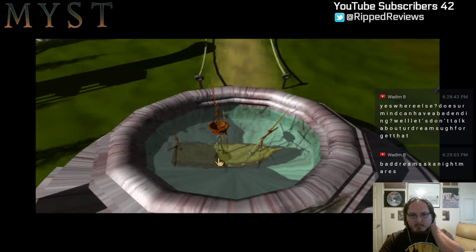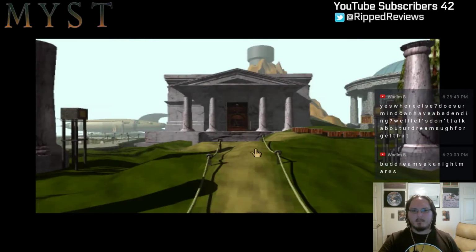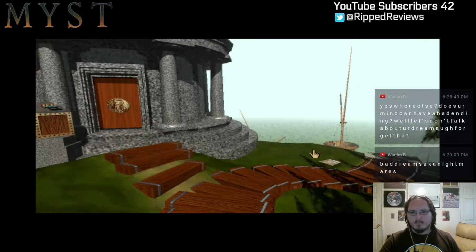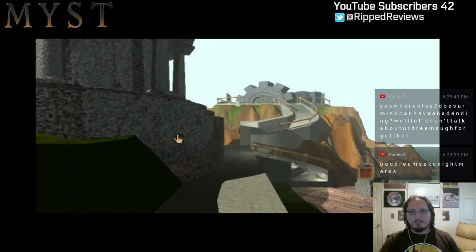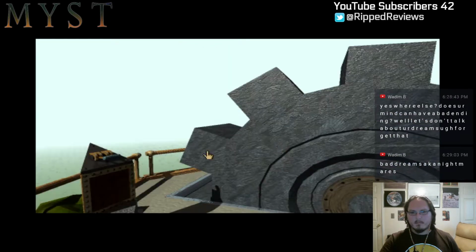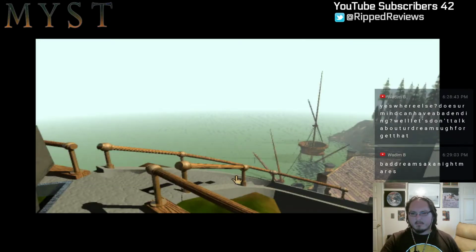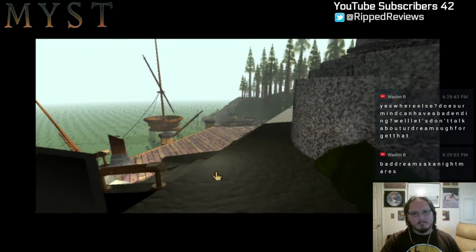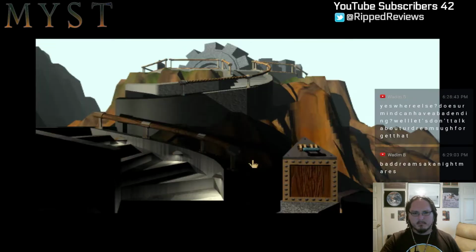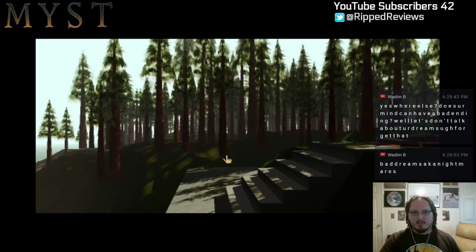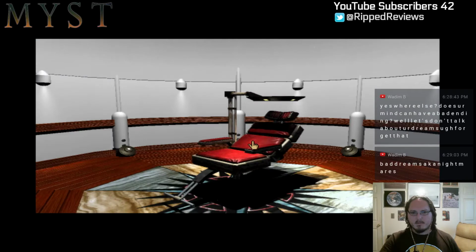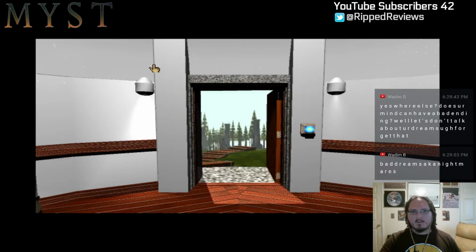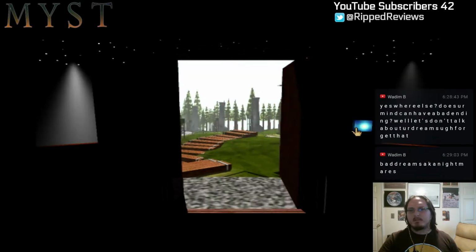So there's this ship. And there's that ship. And I think they're the same. What does that do? Let's turn all of those on. Is there any indication in here at all of anything? No, just turns into stars.